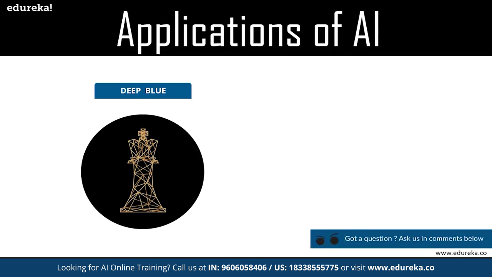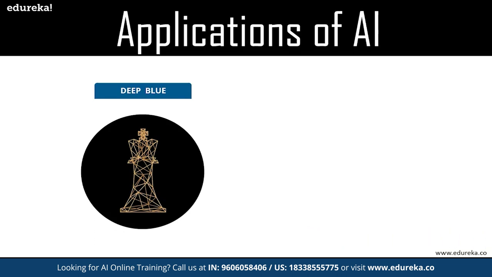Deep Blue was a chess-playing computer developed by IBM. It is known for being the first computer chess-playing system to win both a chess game and a chess match against a reigning world champion under regular time controls. Deep Blue won its first game against a world champion in 1996 when it defeated Garry Kasparov in game 1 of a 6-game match.